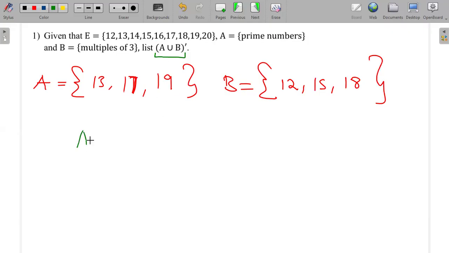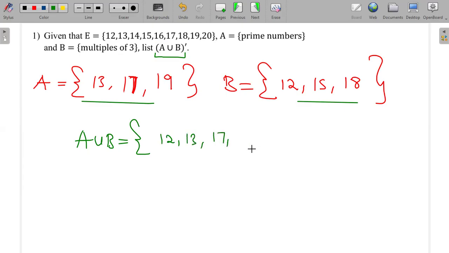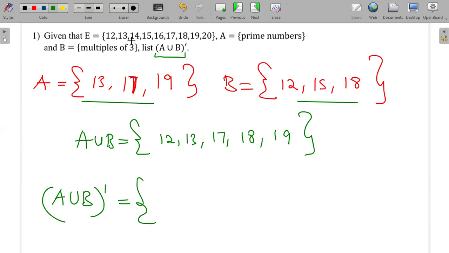B. So A union B, it means we are combining these two sets here, okay, without repeating any number that is appearing twice. So the smallest number you can see it's 12, and then I have 13, and then 17, and then from there 18, and then 19. Okay, so this is my A union B. Okay, but there they said I should list A union B, okay, and then complement. So meaning all the numbers that I can see in the universal set here, apart from these ones here.